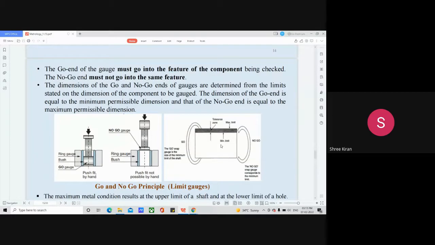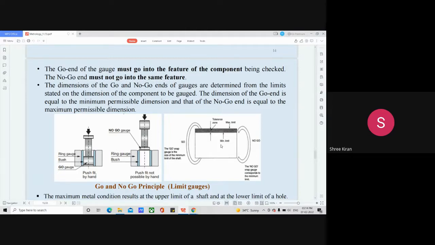And in the case of no-go limit, it refers to the limit of the two limits of size which corresponds to, in the case of go limit it was maximum material condition, but here it will be minimum material condition. That is the presence of the least amount of material permitted at a prescribed surface.